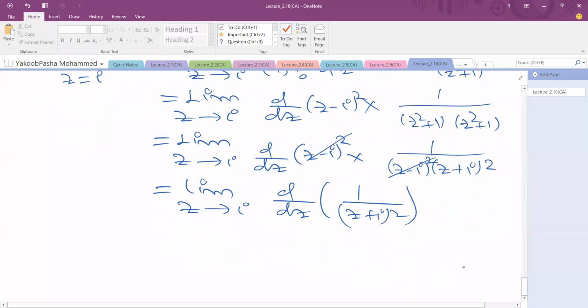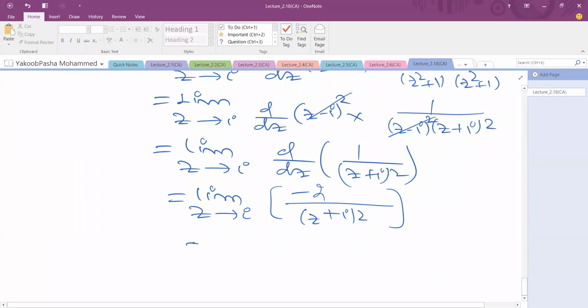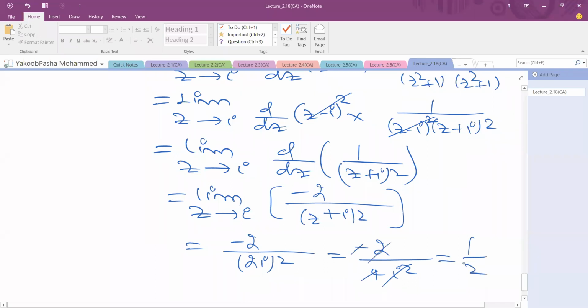So differentiate this with respect to z. That is equal to limit z tends to I, which is minus 2 by (z plus I) whole square. So this is equal to minus 2 divided by (I plus I), 2I whole square. That is equal to minus 2 divided by 4I square. I square minus will be cancelled. This is equal to 1 by 2.